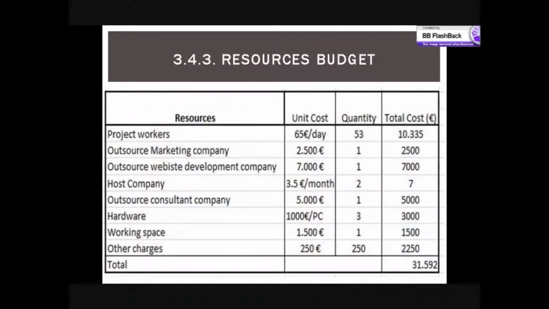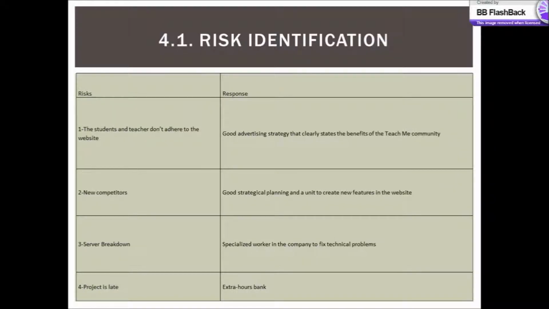Here it is possible to see the resources budget. The main costs are related to outsourced companies, about 50% of the total cost. We are now going to talk about risk identification. There are 4 types of risk that we identified for our project.